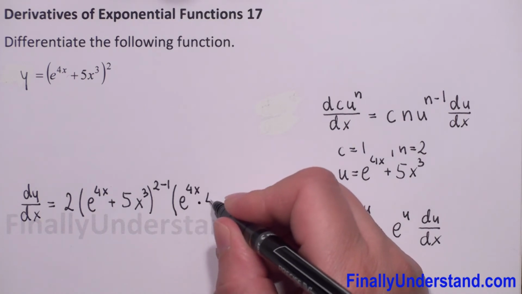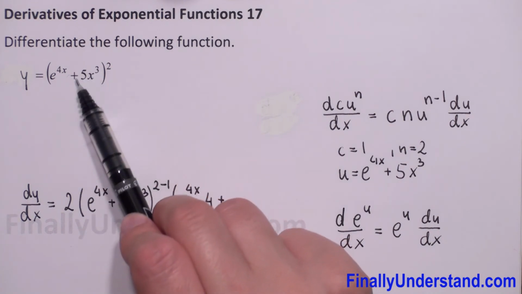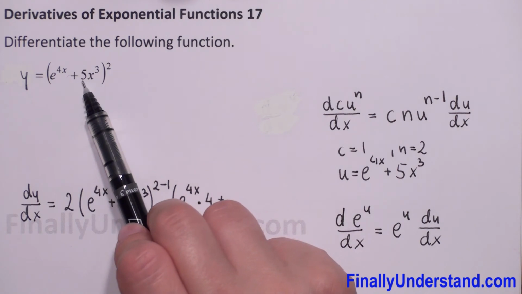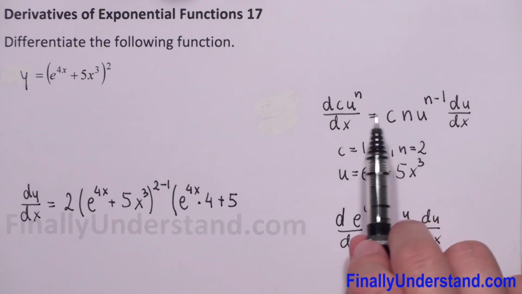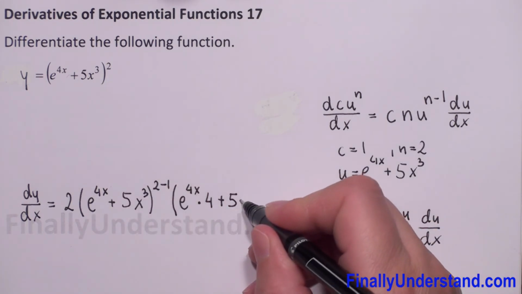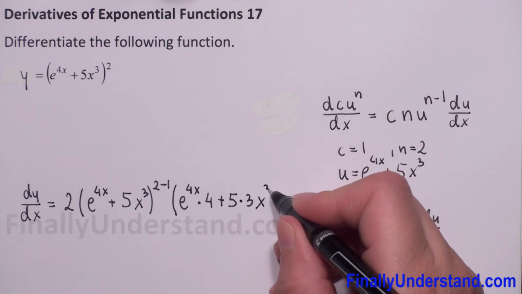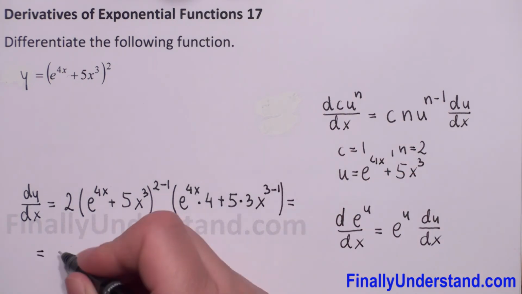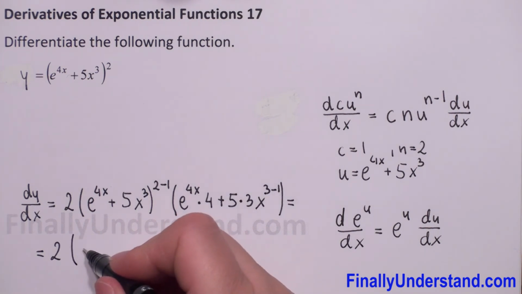So we have times 4 plus, and now we have to use the power formula again. In this formula, we first put the constant, 5, we just copy. Next we have to take down the power, so in our case it is 3, times 3 times x to power 3 minus 1.